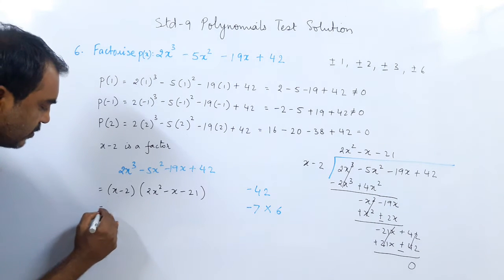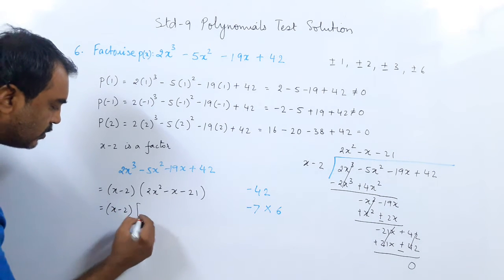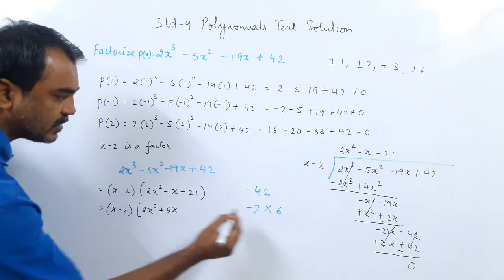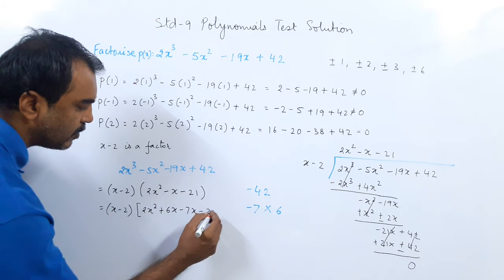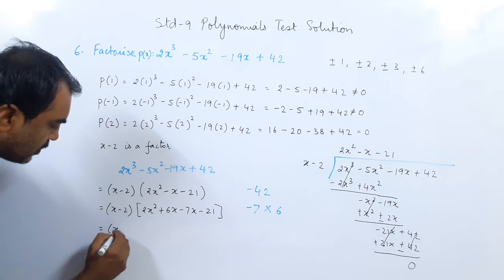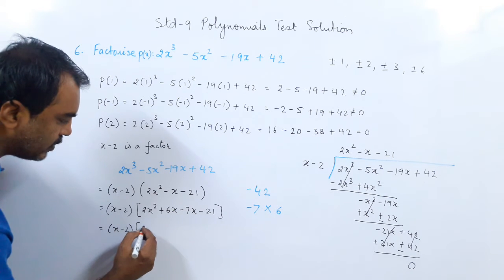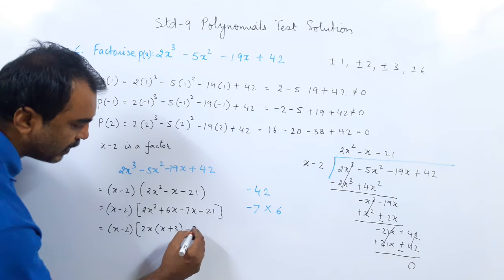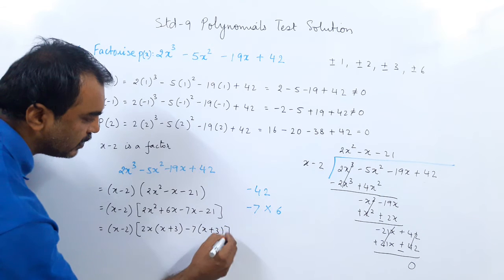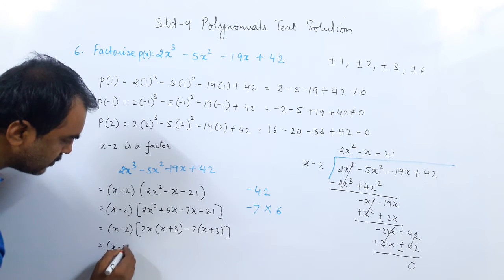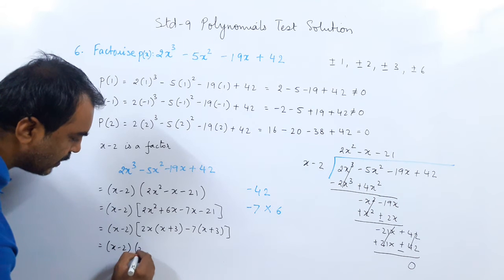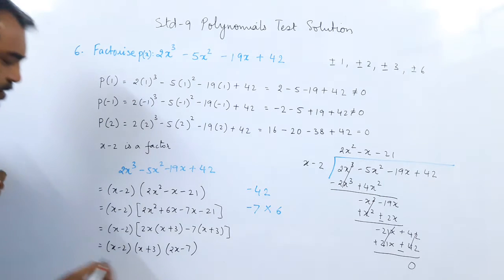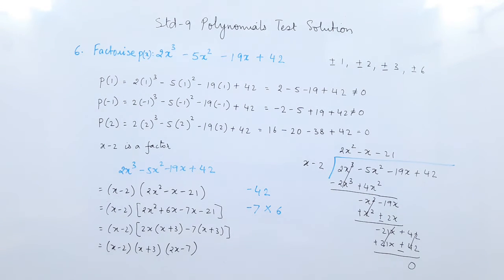So now this is written as x minus 2 times the bracket 2x square minus 7x plus 6x minus 21. What comes out common here? 2x can be taken out common, so I get x plus 3. I take minus 7 common here, so I get x plus 3. So I get x minus 2. What is common here? X plus 3. And what remains outside the bracket? 2x minus 7. So these are the factors of this cubic polynomial.